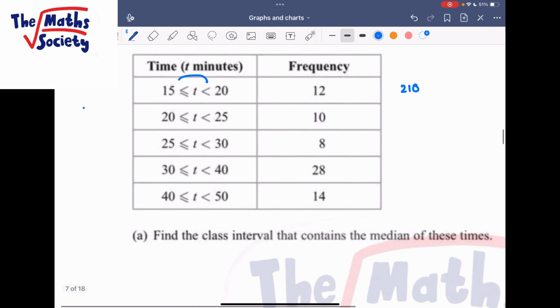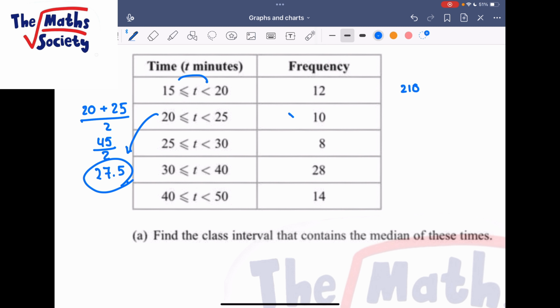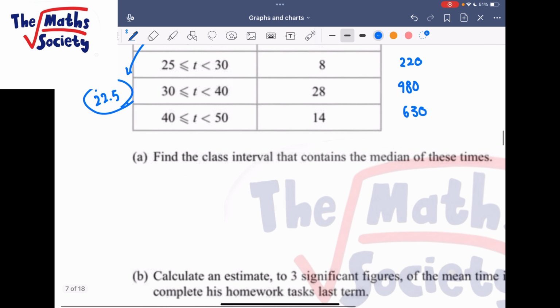I'm just going to let you see how we calculate the midpoint first. So that will be 20 plus 25, which is 45, divided by 2, which is 22.5. So that's your midpoint, which you multiply with the frequency, which gives 225. And you do this for every column, so you'll end up getting 220, 980, and 630.